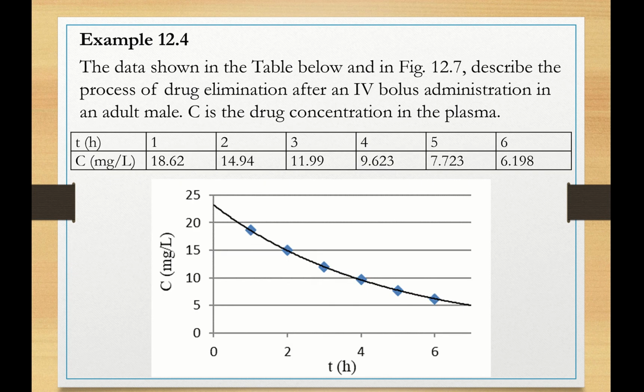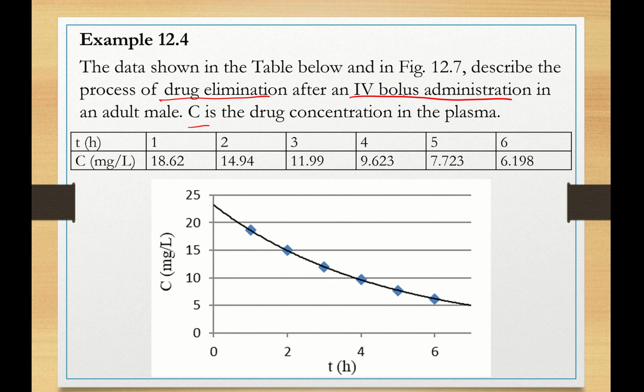Let us now apply what we have learned so far. In example 24, we have a drug elimination after a single IV bolus administration in an adult male. C is the drug concentration in the plasma.